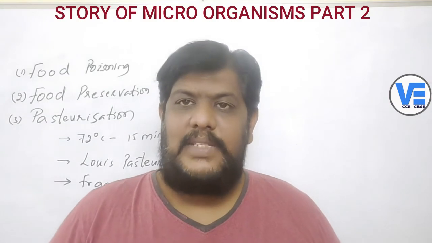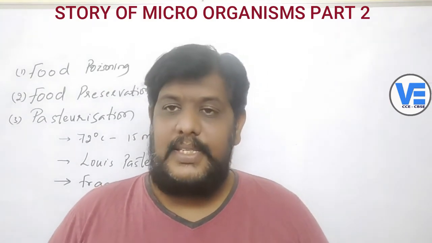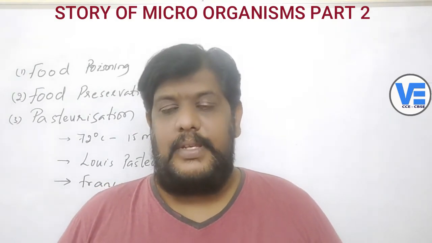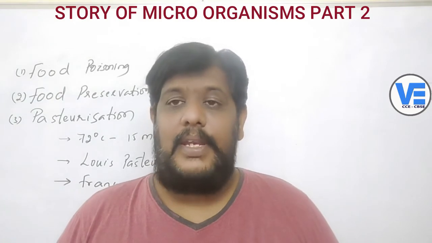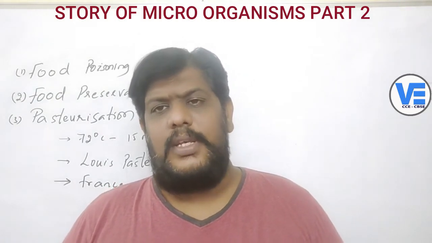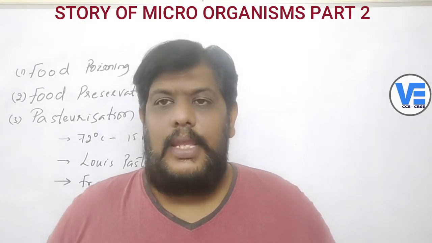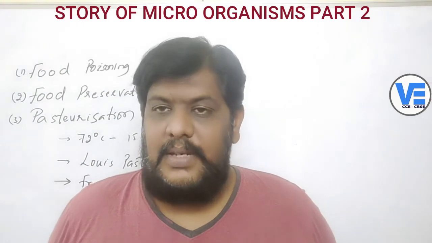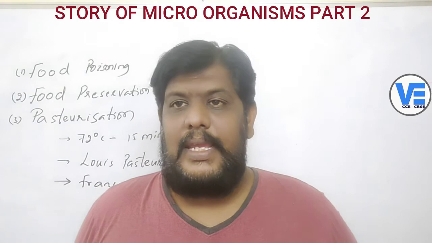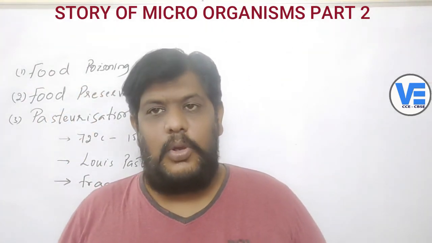In the last class, we also saw how they cause different diseases in human beings, plants, and animals, especially in the livestock, that is cattle, which are really very important for human beings. These are all the different areas where we find them really harmful to living organisms on the earth. The second point I would like to tell today is food poisoning, the word which is called food poisoning.